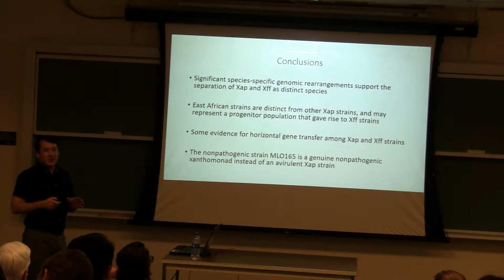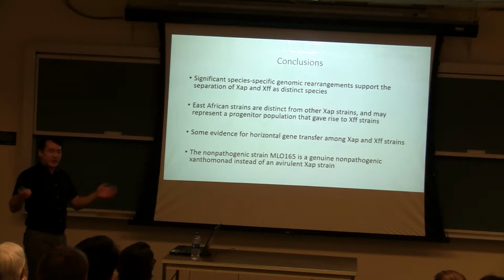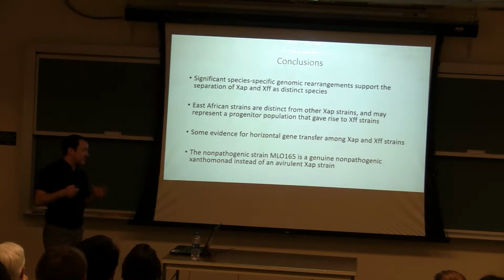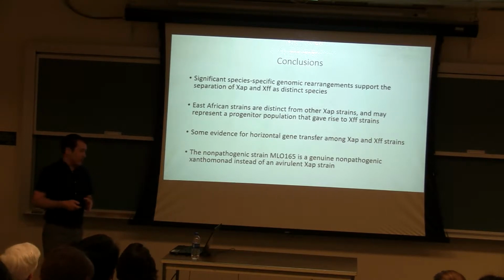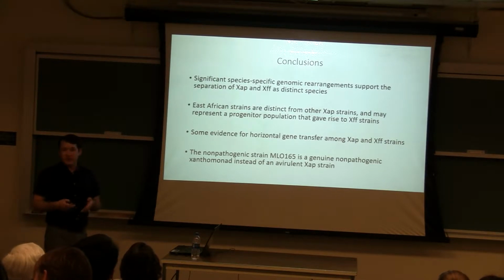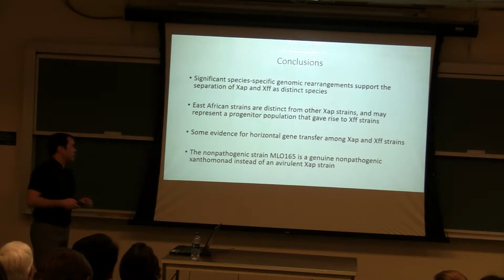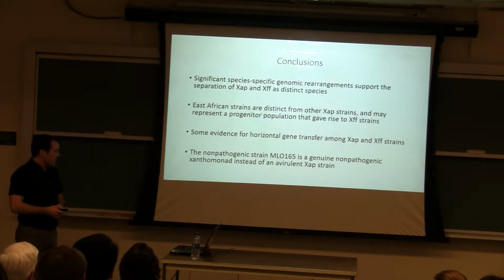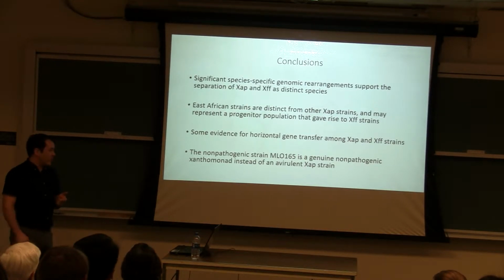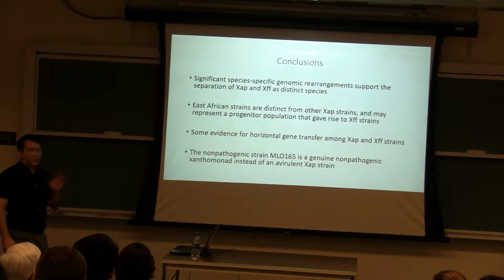So the big thing here, at least based on aligning the genomes and looking at them, is there are significant species-specific genomic rearrangements in these strains, right? It really reinforces this idea that Phaseoli and Fuscans are distinct species. So it's very nice when you get something that's consistent with all the literature that's out there. East African strains, though, are certainly distinct from the other Phaseoli, right? They look a lot more like Fuscans.